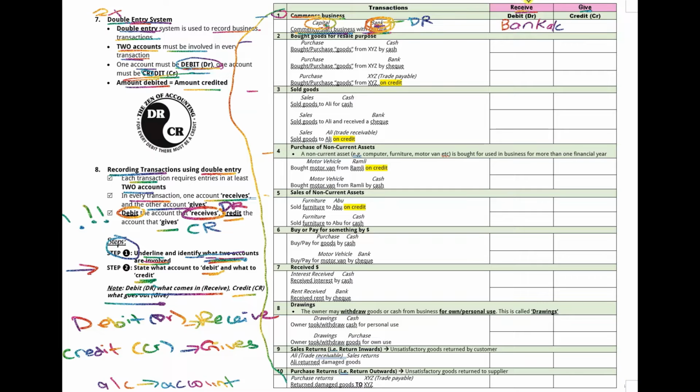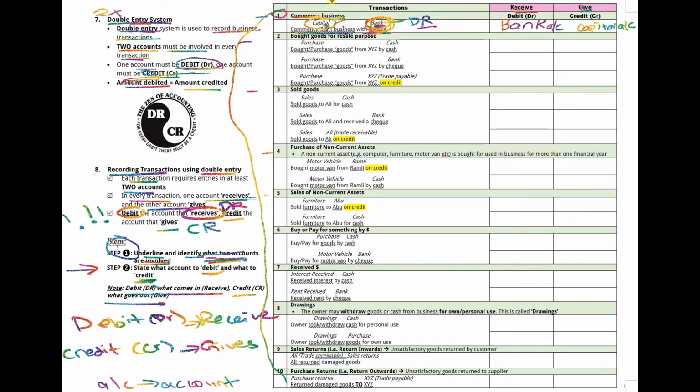Now, one must be debit and one must be credit. So this is debit, and this one will automatically be on the credit side, capital account. But as we go along, you'll learn that although it's on the credit side, it does not mean it's minus. We'll talk about this next time. But now you just do it like this.